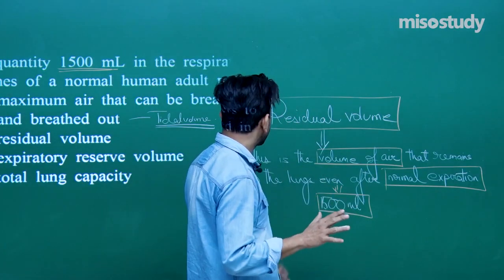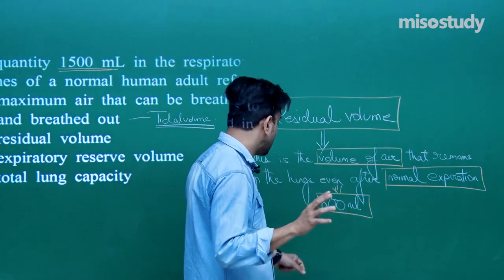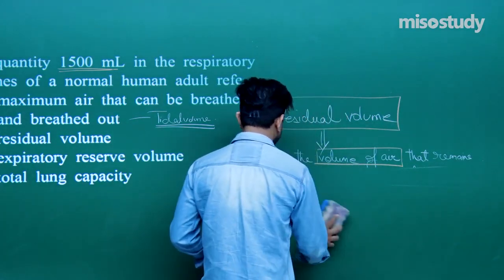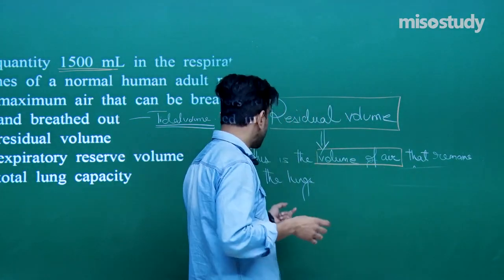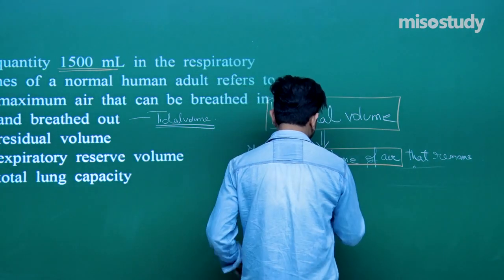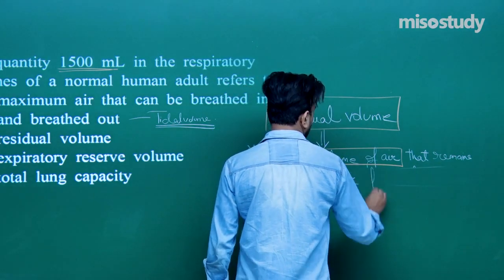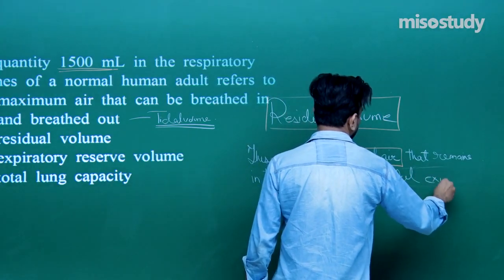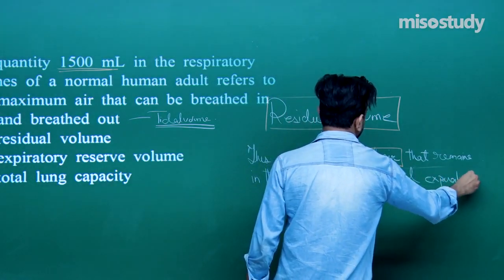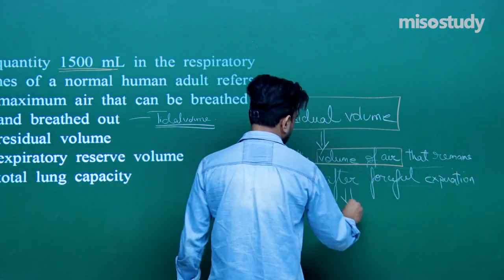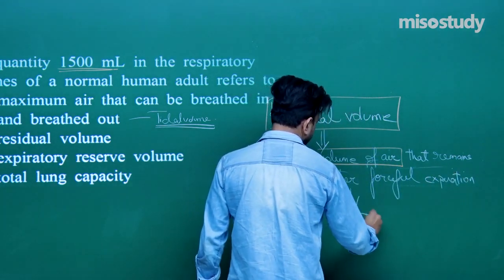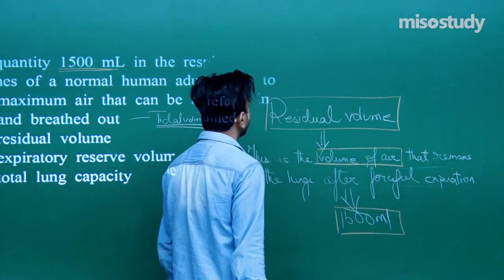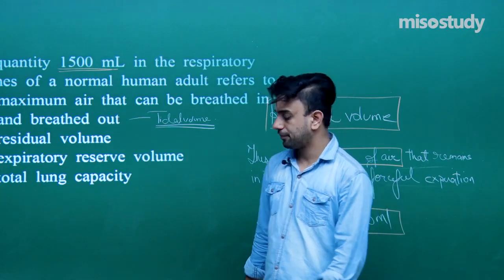Sorry, this is the volume of air that remains in the lungs after forceful expiration. After normal expiration, what remains would be the expiratory reserve volume, but after forceful expiration it remains in the lungs, and this is going to be 1500 ml. This is the residual volume.